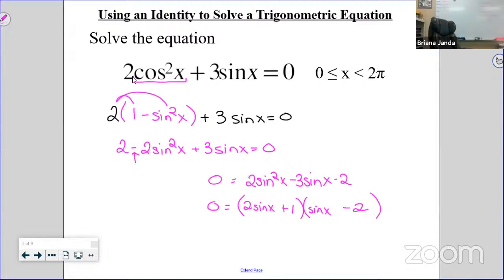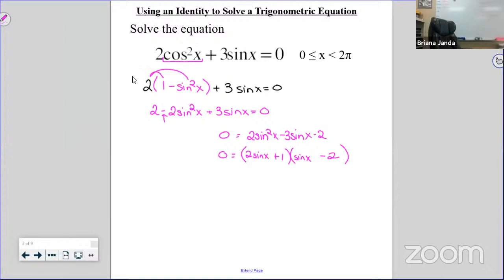Use your method. Order does not matter as long as one of your parentheses has 2 sine of x plus 1 and one of your parentheses has 1 sine of x minus 2. You are correct. Then we just can finish out this. Once we get to this point, guys, we're back to Friday. We set each part equal to 0. And solve.